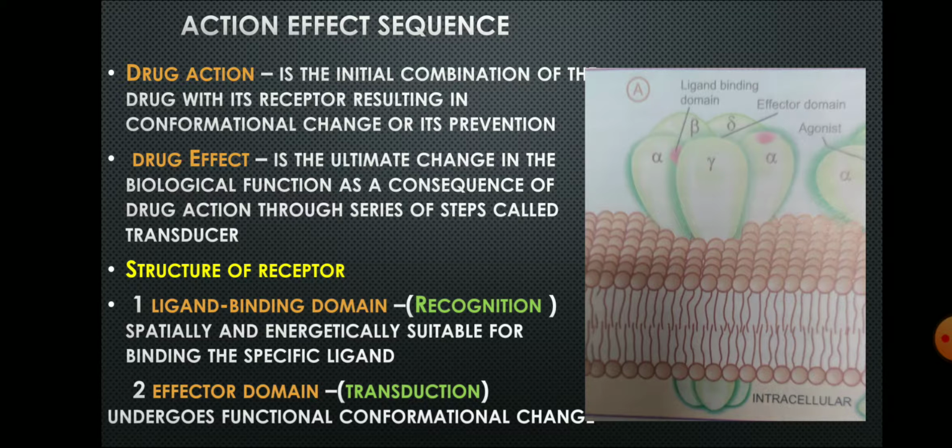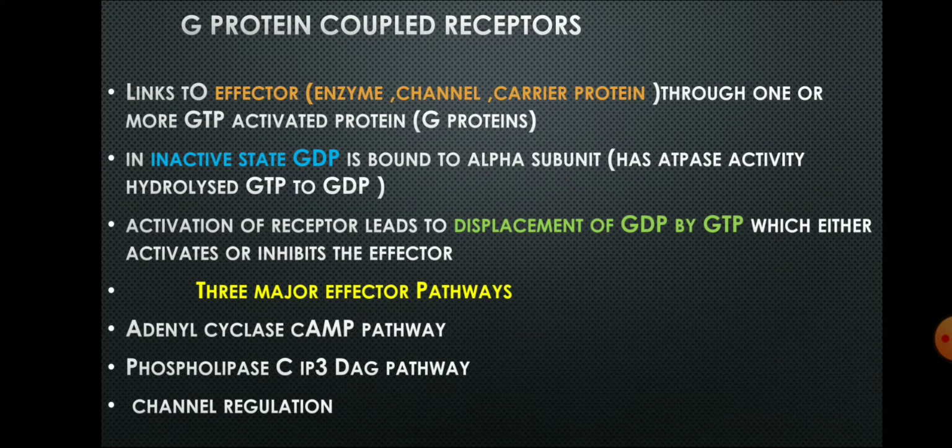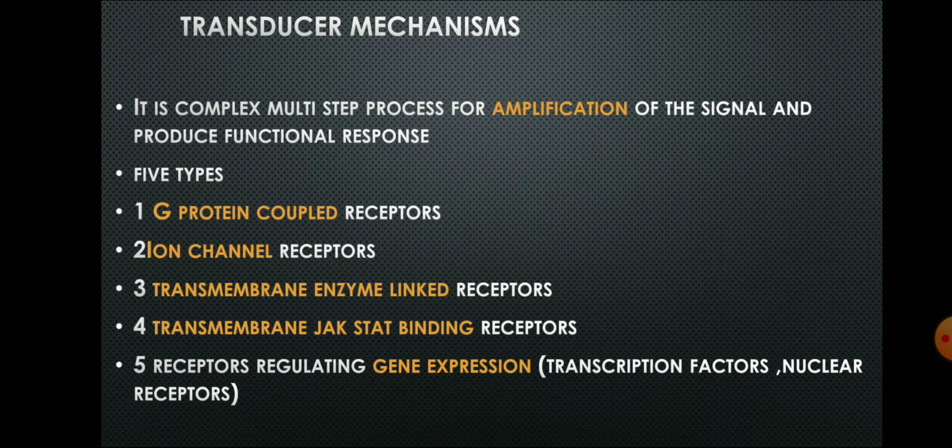Now we will see what transducer mechanisms are. Transducer mechanisms are a complex multi-step process for amplification of the signal, and it produces a functional response. We saw that the drug binds to the receptor. After binding to the receptor, a conformational change occurs.